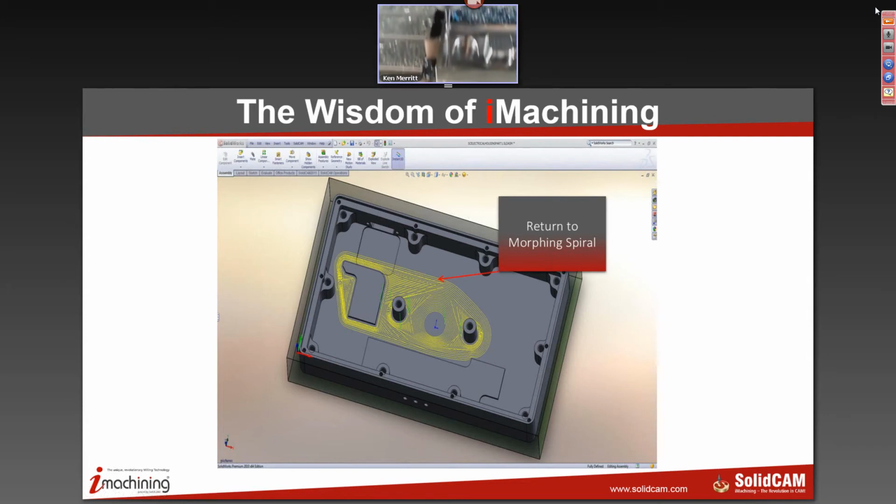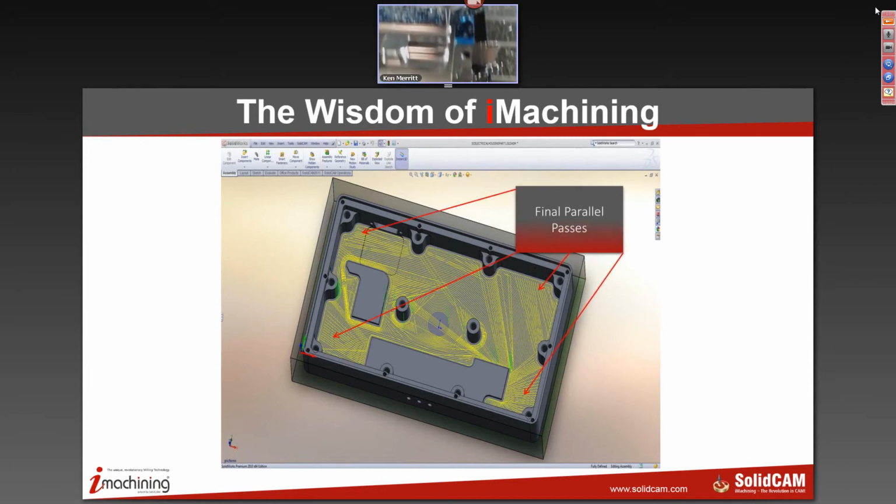Now, at some point during the progress of a cut, you have no choice but to go into the final parallel passes. And these are the offset parallel passes, and they require us to reposition the tool.